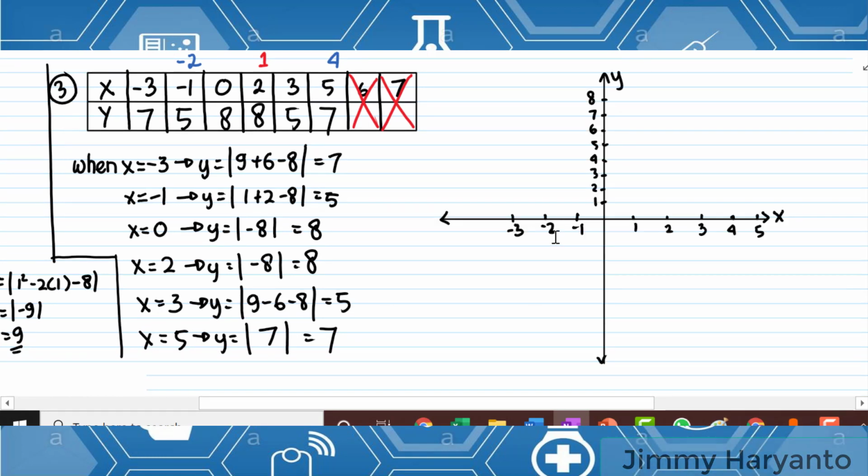Okay, this is the Cartesian plane, so we'll have to plot negative 3 and 7. Negative 3 and 7 will be right here, and then negative 1 and 5 right here, and then 0, 8 right here, and then 2, 8 is right here, and then 3, 5 here, 4, 5 and 7. 5 and 7 is right here.